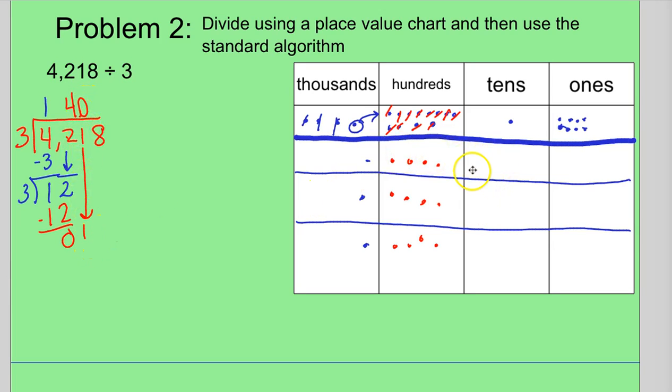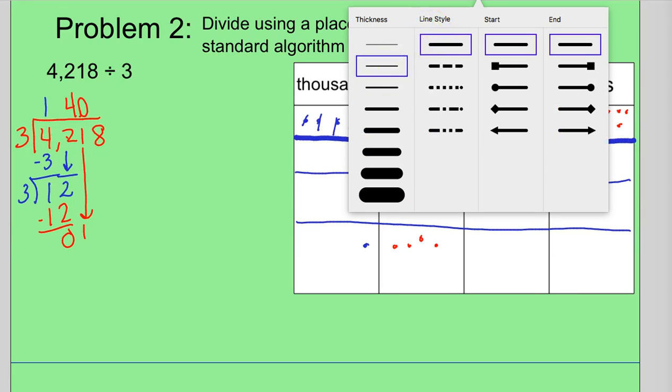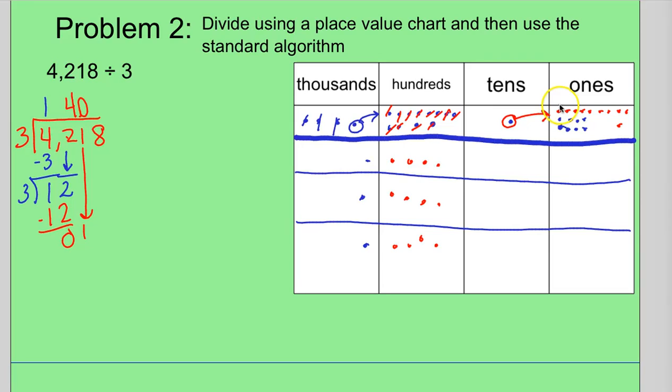Since I can't divide the 10, I have to redistribute it. I'm going to move it over here, and I know that there's 10 ones in a 10. And there's already 8 ones here, so now I have 18 ones. Now I've got to bring down in my equation here, 18 divided by 3.